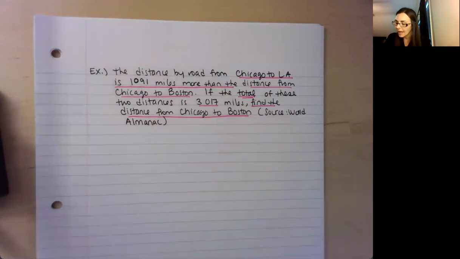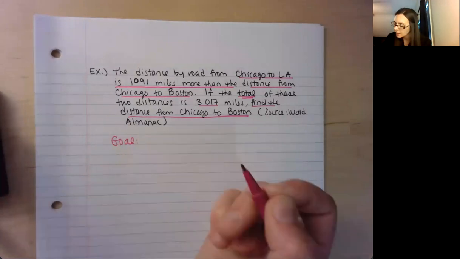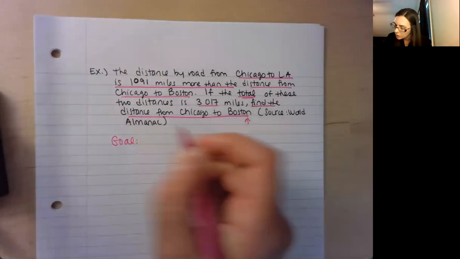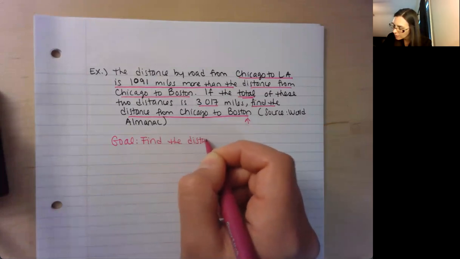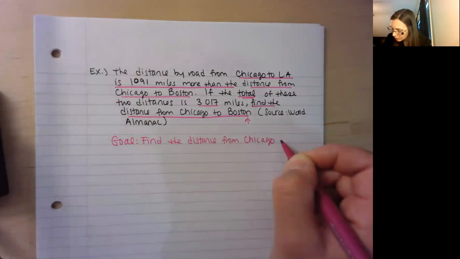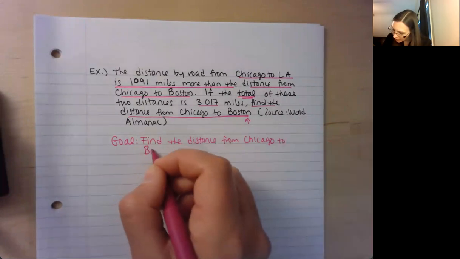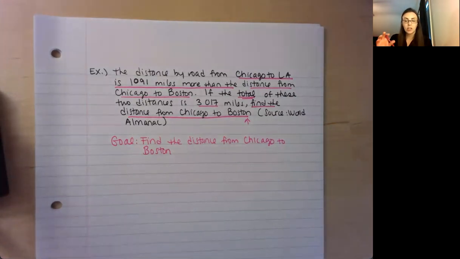So for me, after I read it through a few times, I usually like to start with my goal. What am I trying to do here? And my goal is right here. My goal is to find the distance from Chicago to Boston. So this is my main unknown. So your goal, I like writing it out instead of just kind of underlining it, just to really drive home what you're trying to find. It's going to help you answer the question at the end anyway, so that you understand what you were doing. And then it helps you to find your variable.